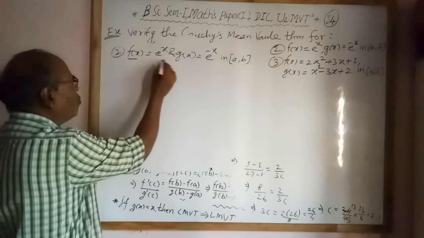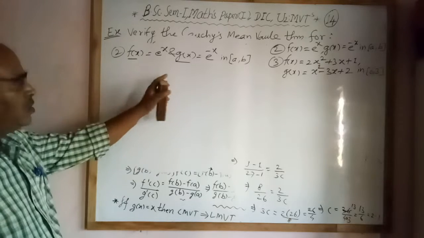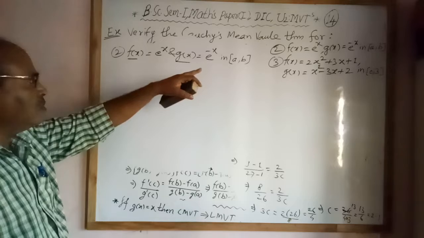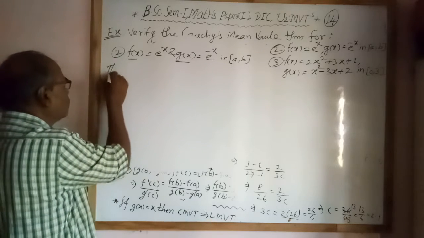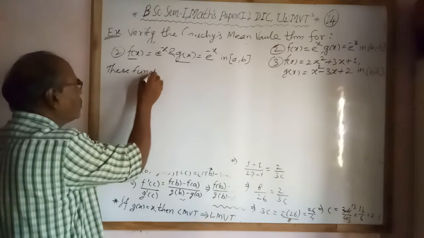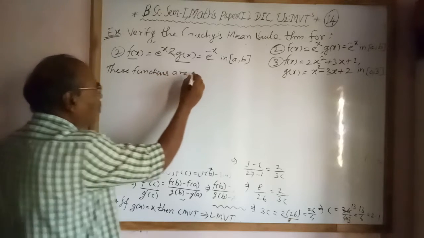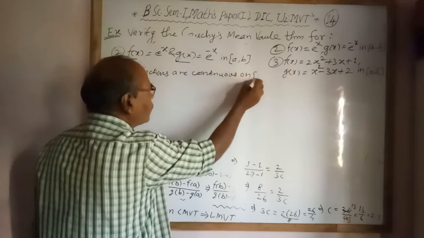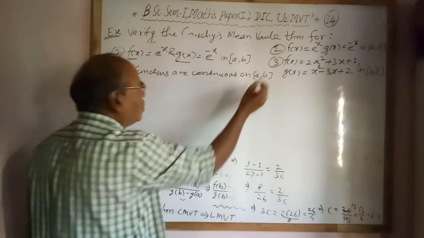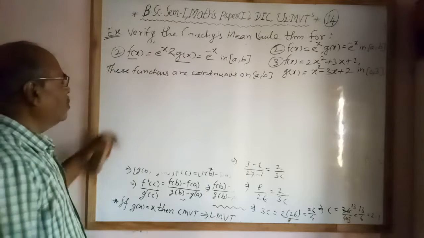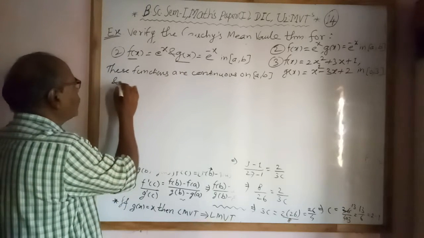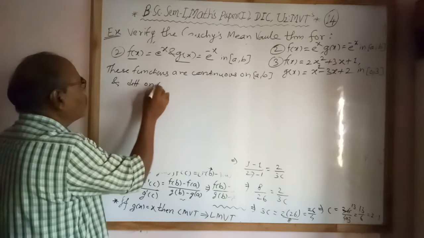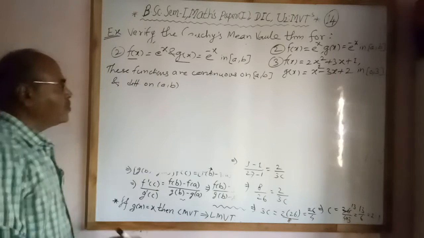Now here f of x and g of x are exponential functions. They are continuous on the closed interval [a, b] because these are exponential functions, and they are differentiable on the open interval (a, b).